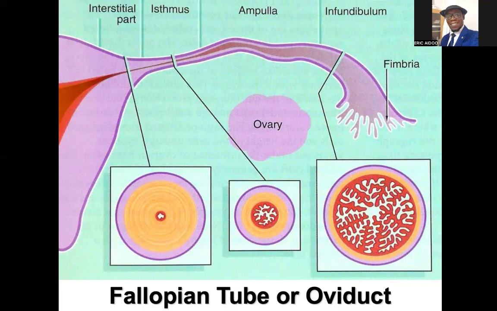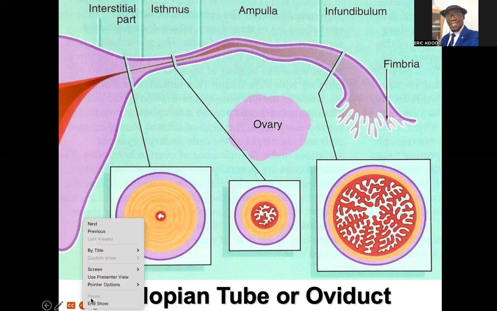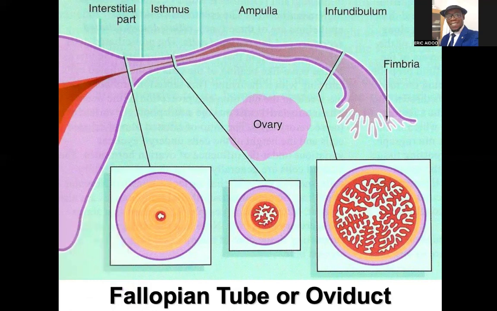I come your way again with part 2 of the female reproductive system. We want to cover the oviduct, or fallopian tube, and the uterus. So we want to look at the major parts of the oviduct, and it spans from the lateral side all the way to the medial side, from this region to that.